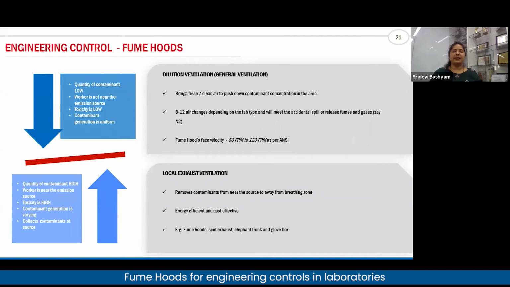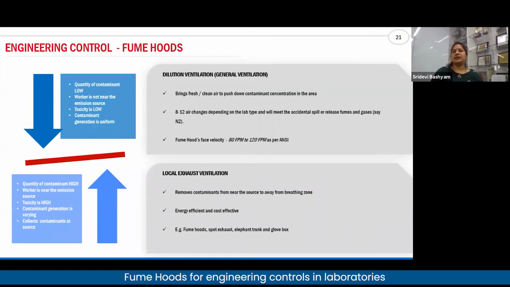The examples I can think of are the fume hoods, the spot exhaust or the elephant trunk, and the glove box. When it comes to the low containment area, the worker is not very near, but he is close to the high containment area, but the toxicity is low, and the contaminant generation is more uniform.